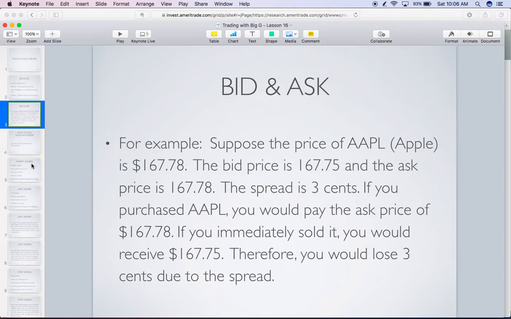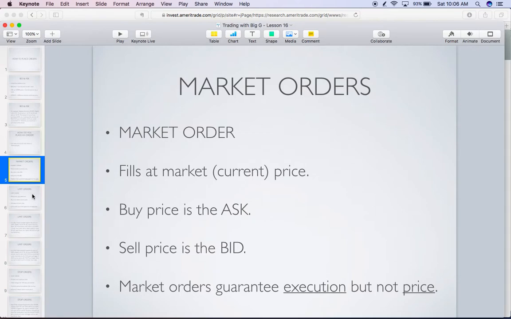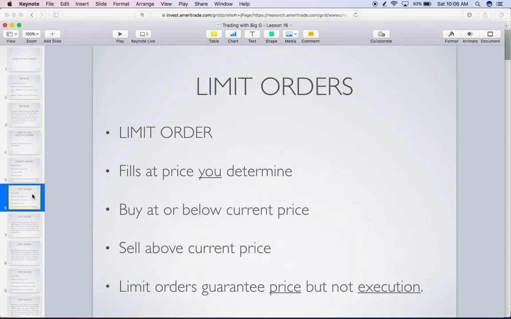So you would just place a market order and it makes that purchase for you at the current market price. A limit order is a little bit different, and most traders use limit orders, and you'll see why in a minute. A limit order fills at the price that you determine. You would buy at or below the current price, and you would sell above the current price. A limit order guarantees price, but it doesn't guarantee execution. In other words, if you place a limit order, you determine how much you want to pay or how much you want to buy or sell. You determine that price, but you're not guaranteed that it's going to be executed.